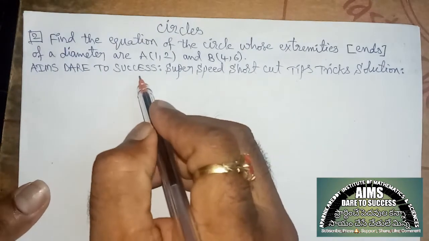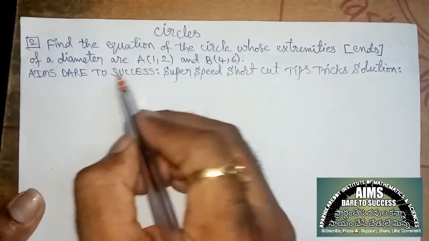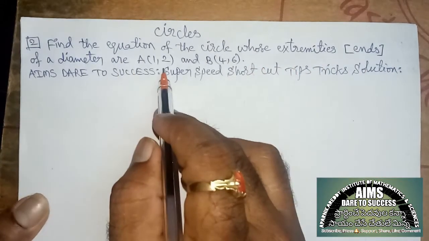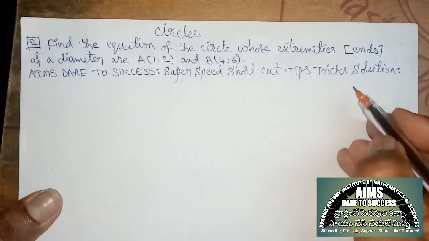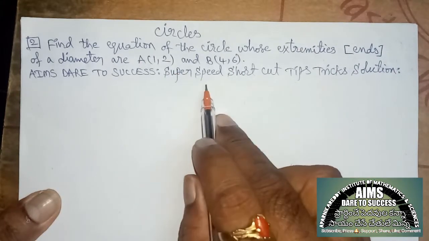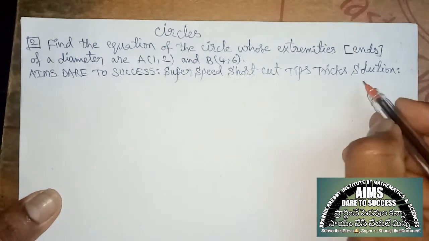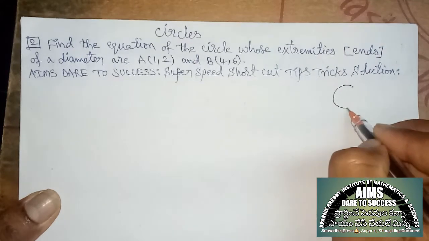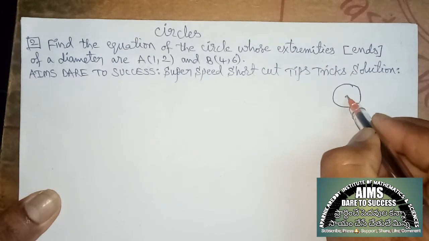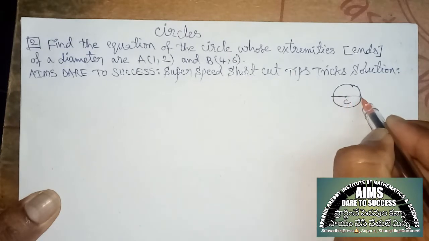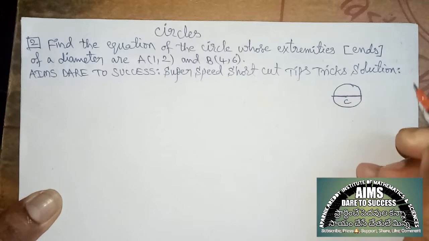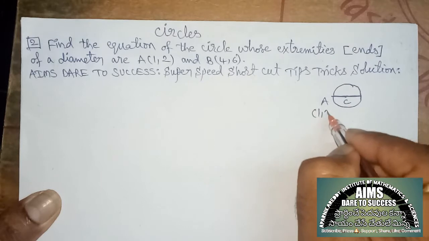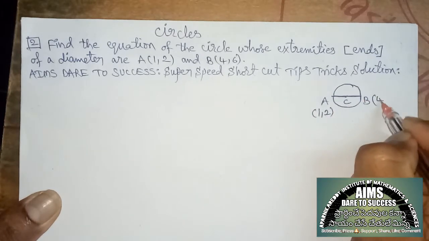Same model question, my dear friends and students. Find the equation of the circle whose extremities, meaning ends of the diameter, are A(1, 2) and B(4, 6). Solution within 10 seconds. I want to draw the circle. This is the center of the circle, my dear students. This is a diameter, it is passing through the center. Here the given value A is (1, 2) and B is (4, 6).